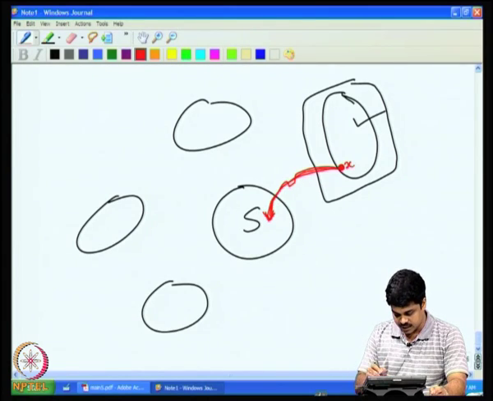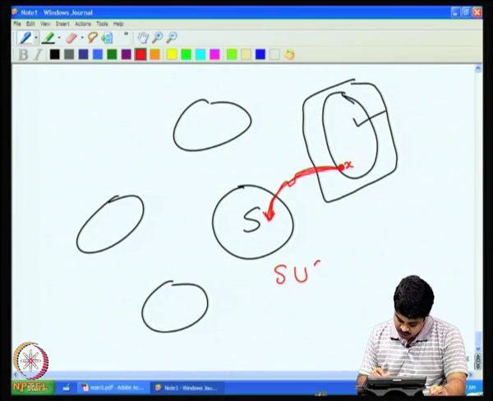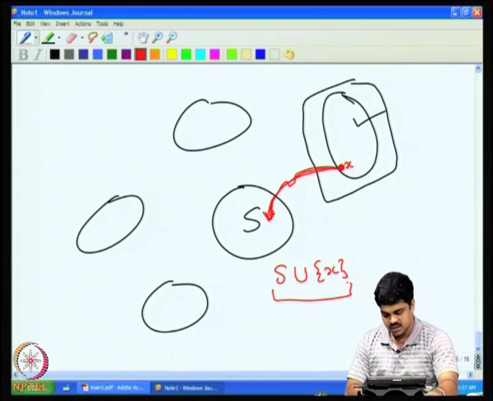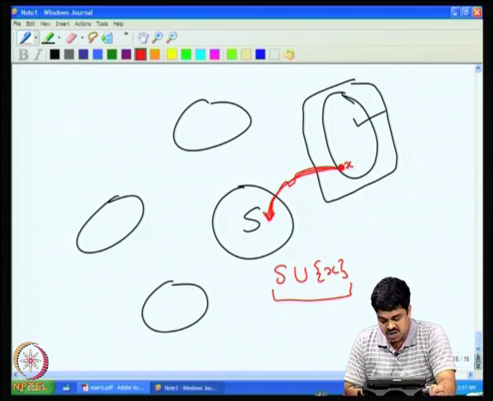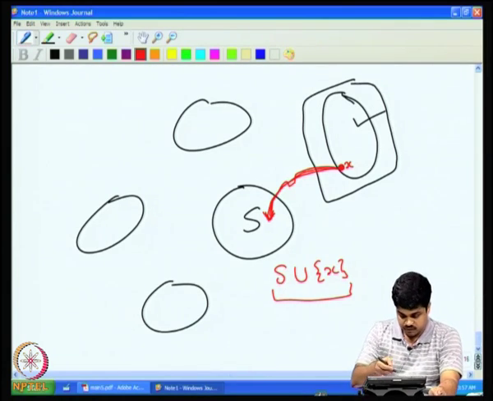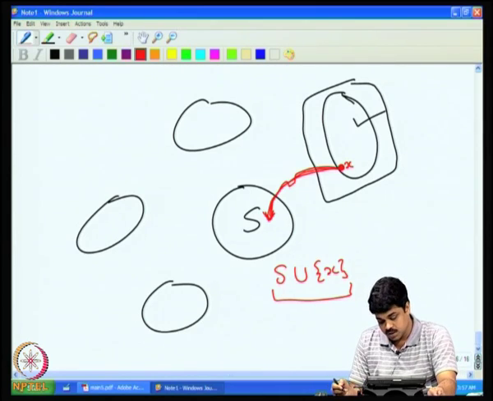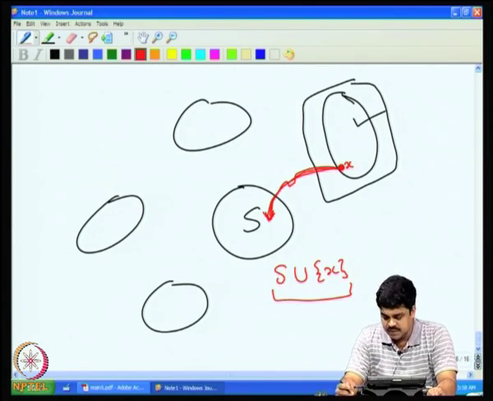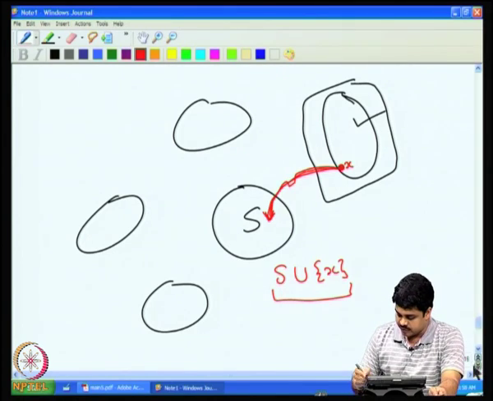So, let me call it X. In other words, I am asking you to consider the set S union X. Then the question is, of course, S union X is a bigger set. So, is it possible that when I remove S union X from the graph instead of S, the number of odd components in the resulting graph is more than the number of odd components in this graph? For instance, if it increases by 1, what will happen?